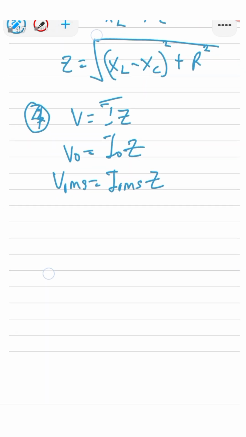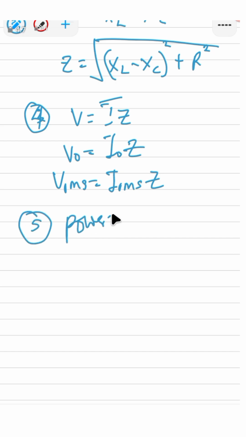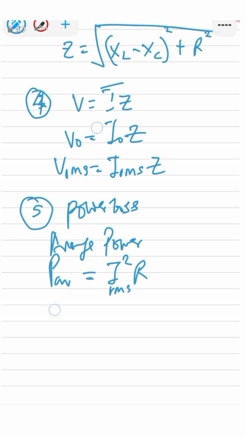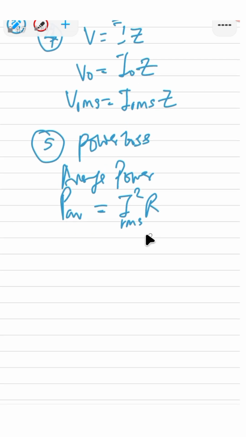Okay, so what else again? Power dissipated. There will be power loss now, since there's a resistor there. Power loss or power dissipated, so average power. Normal I squared R, that's the power. Average power is I squared R, but the I is RMS, so don't forget. What else again? I think that's all. Power factor. Oh, power factor. Not the power factor.